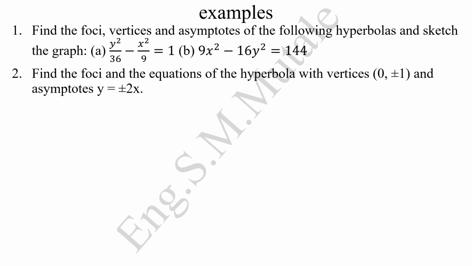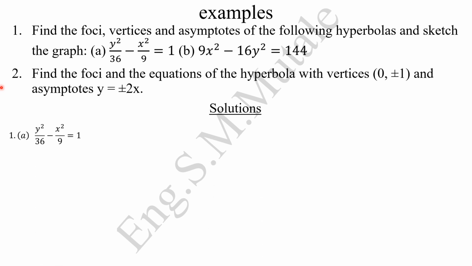So let's look at the examples. Example number 1 is saying, find the foci, vertices, and asymptotes of the following hyperbolas and sketch the graph. So we have A, which is this one. This is our A, and we've got our B, which is this one there. Then we've got the second one, which is saying find the foci and the equations of the hyperbola with the vertices, which are those. So let's look at the solutions.